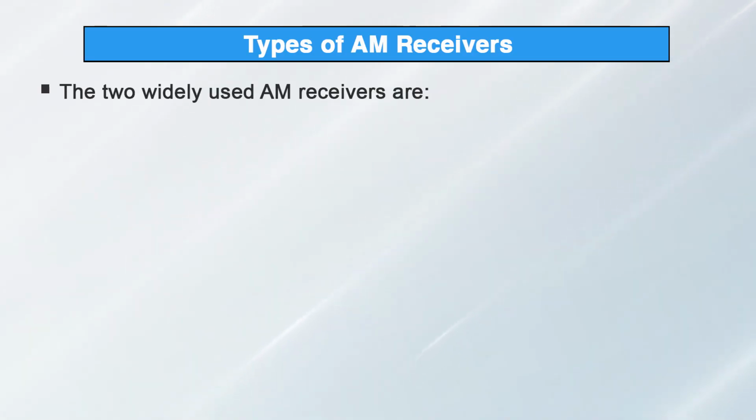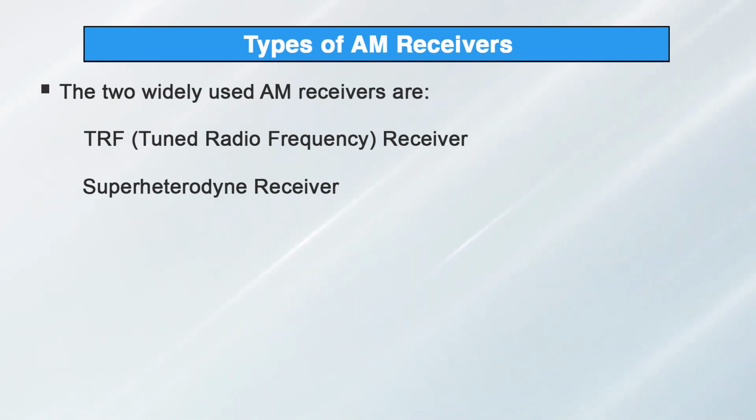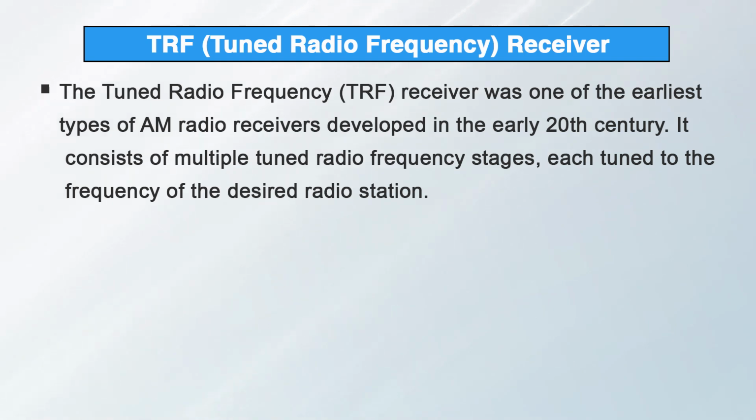Now, let us focus on the types of AM receivers. The two widely used AM receivers are the tuned radio frequency receiver, abbreviated as TRF receiver, and the super heterodyne receiver. So, let us first take the tuned radio frequency receiver. The tuned radio frequency receiver was one of the earliest types of AM radio receiver developed in the early 20th century. It consists of multiple tuned radio frequency stages, each tuned to the frequency of the desired radio station.